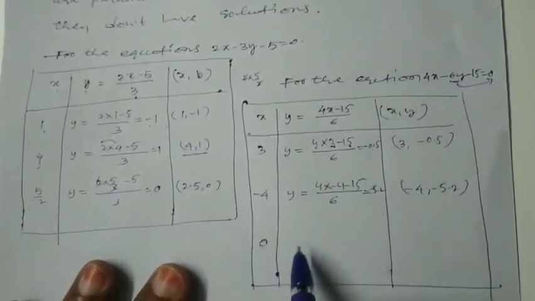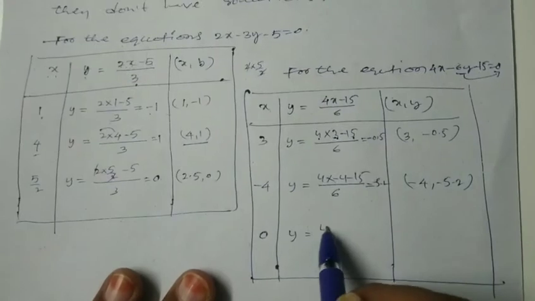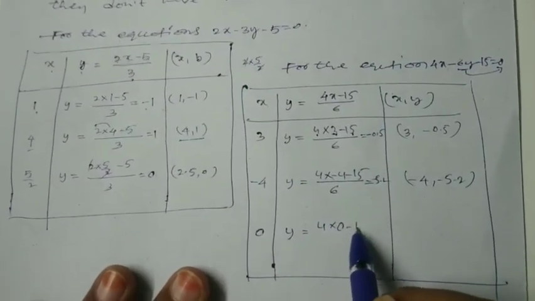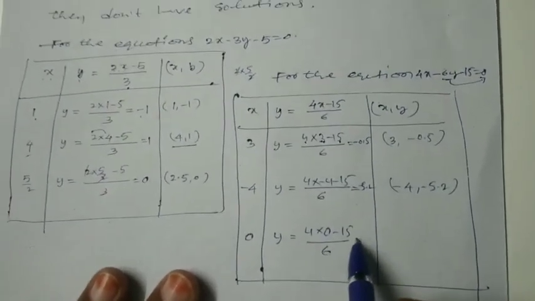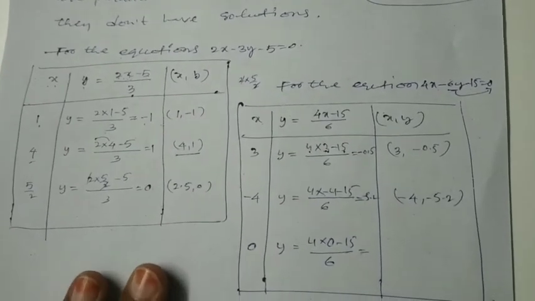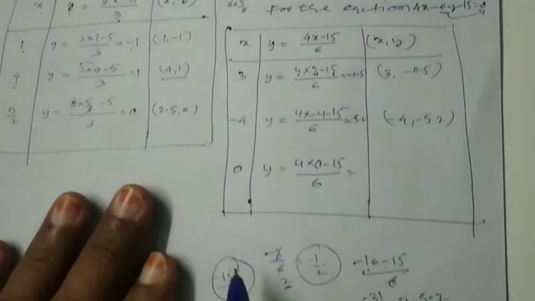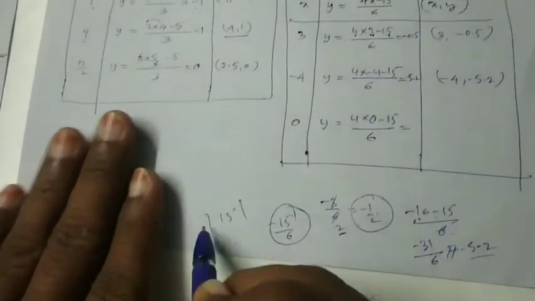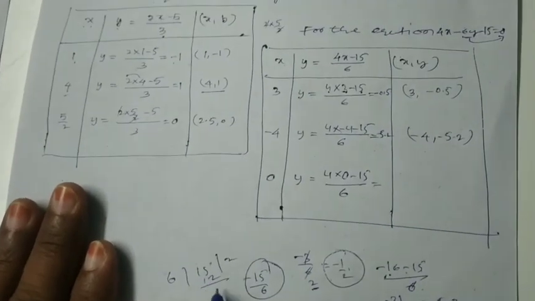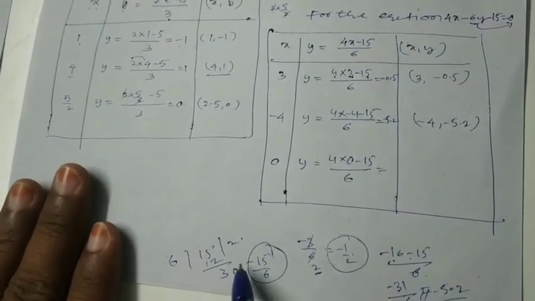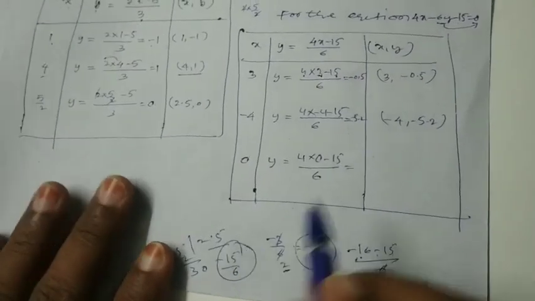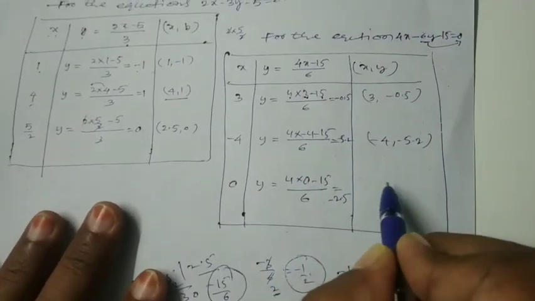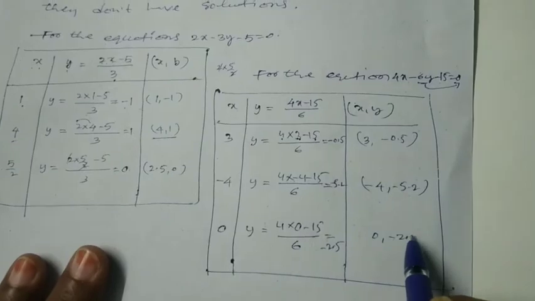Next we are going to take x equal to 0. y equals 4 into 0 minus 15 by 6, which is 4 into 0 is 0, minus 15 by 6. 15 by 6 means 6 twos are 12, 3.0, 6 5s are 30. So minus 2.5 will come, children, 0 comma minus 2.5. These are the required points to draw the lines on the graph paper.